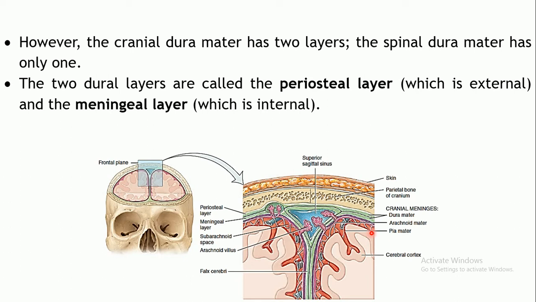However, there is a difference in this dura mater. The cranial dura mater has two layers. If you can see over here, there are two layers, right? So these two layers are known as the periosteal layer, which is the external layer, periosteal, something which is in close contact with the bone. And the inner layer is known as the meningeal layer.